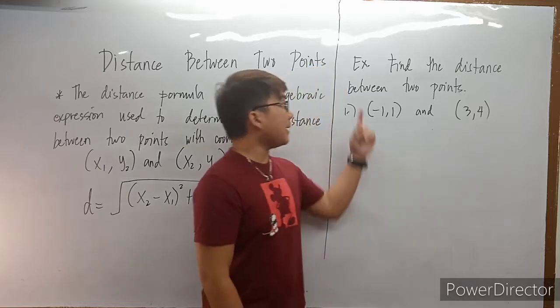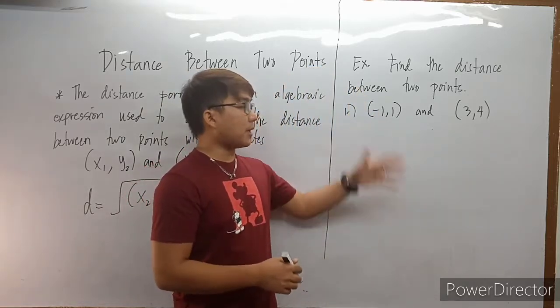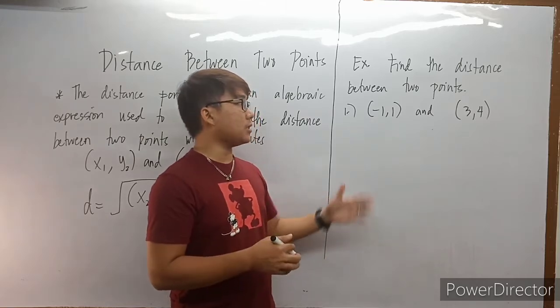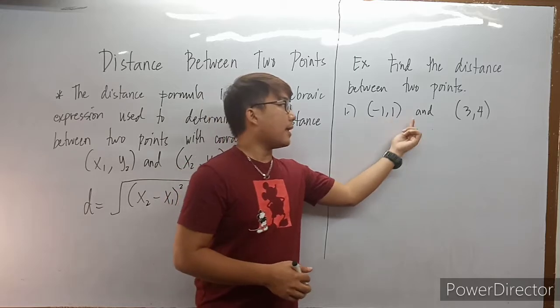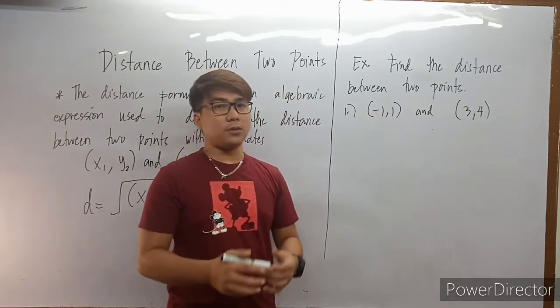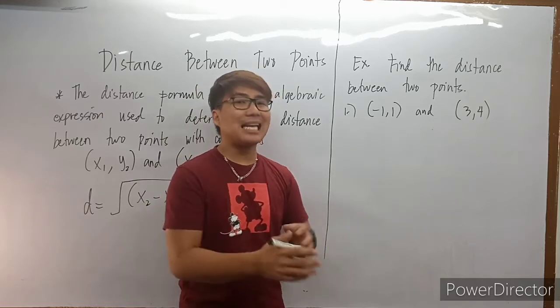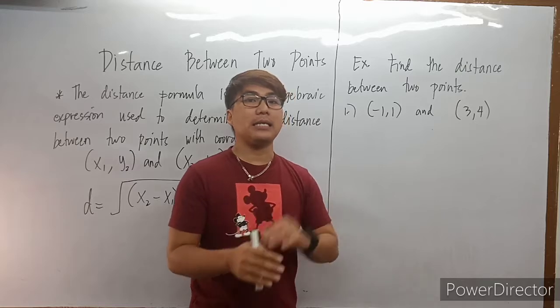Okay? So, example number 1. Find the distance between 2 points. So, problem natin, find the distance between 2 points. Number 1, we have negative 1, 1, and 3, 4. So, nagbigay ng dalawang points. So, para hindi tayo malito, lagyan agad natin ng pangalan: yung x sub 1, y sub 1, x sub 2, at y sub 2.